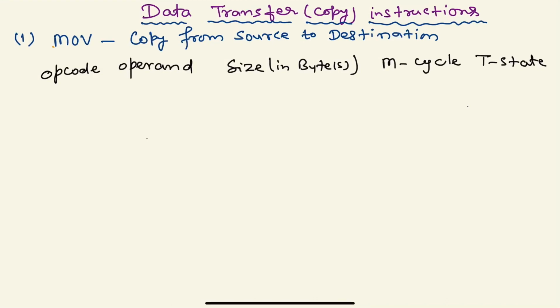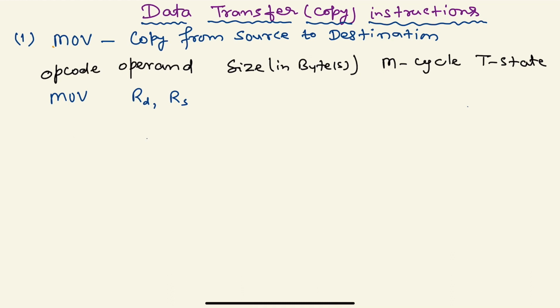So in this video, I'm going to explain data transfer or data copying instructions in 8085, and this instruction is more frequently used in the programming part for this 8085. So the basic function of this MOV instruction is that it will copy the data from source to destination without making any change in the content of the source. The opcode used here is MOV, and the operand on this side is the destination register, and on this side the source register.